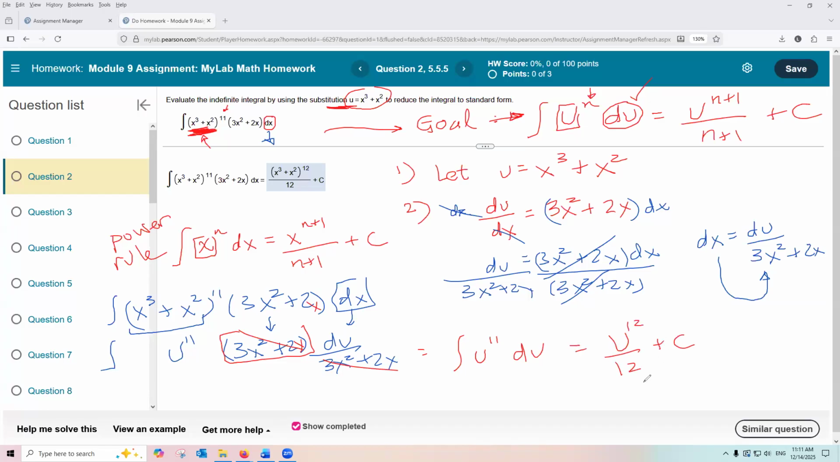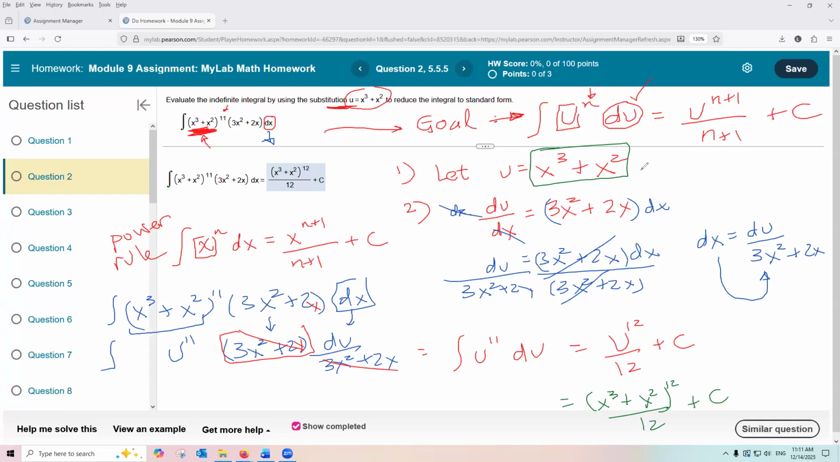But I don't want to leave my answer like this. Remember, u was just a temporary substitution. So let me go back to my definition for u, which was x to the third plus x squared, and I'll plug it in to get the final answer. I have x to the third plus x squared to the 12 over 12 plus a constant as the final answer on this one.